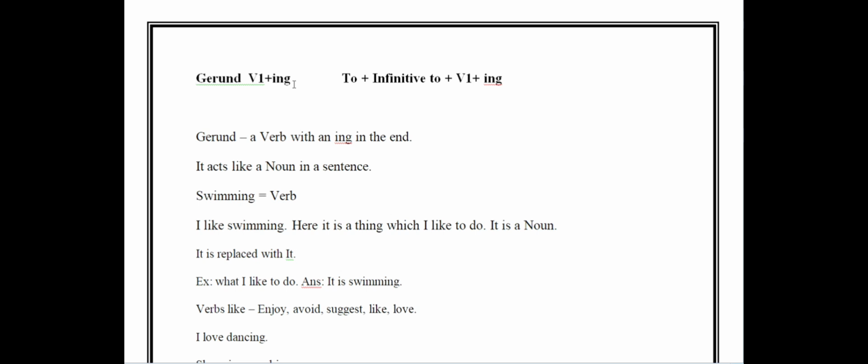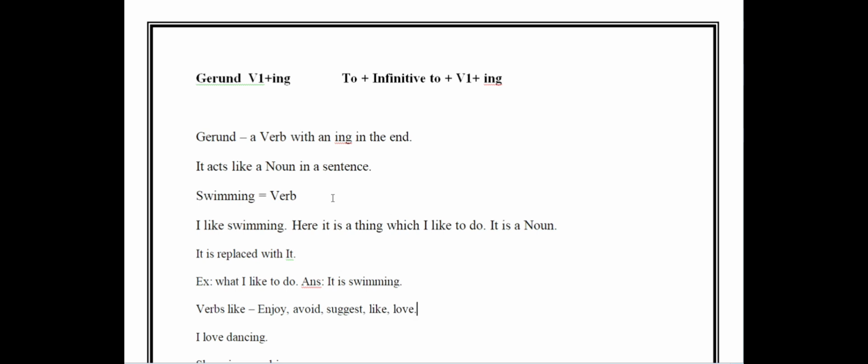It is always the V1 plus ing form of a word. V1 is the verb in the base form, that is present tense. With that, there is an ing added to it. So it is a verb with an ing in the end. The simple and the beautiful one to start with. Fine. What is its role? It acts like a noun in a sentence. The role of the gerund is not the verb, though it has a verb in it, students. It acts like a noun in any form of the sentence you are writing.